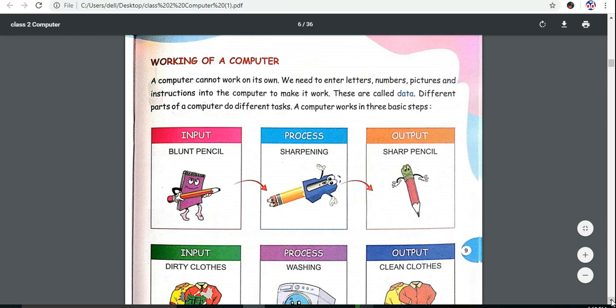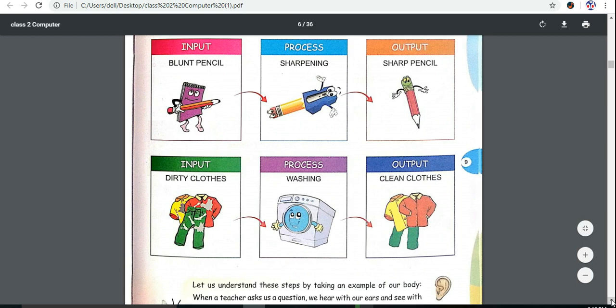Okay, next example we have is a washing machine. In that, dirty clothes are your input, right? And washing is your process, and clean clothes are your output. So suppose the washing machine is not working, and you keep your dirty clothes into the washing machine and expect to get clean clothes, which is not possible, because if the process is missing, you can't convert your input to output, right? So process is very important.